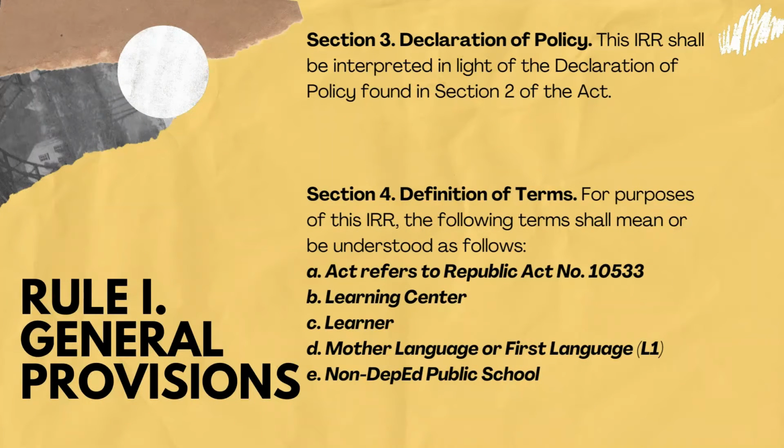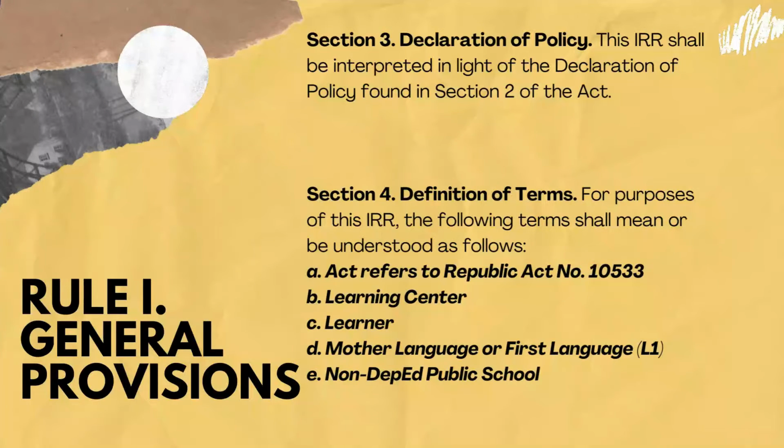Section 3. Declaration of Policy. These implementing rules and regulations shall be interpreted in light of the Declaration of Policy found in Section 2 of the Act. Section 4 of Rule number 1. Definition of terms. First is the Act. Refers to Republic Act number 10533 entitled An Act Enhancing the Philippine Basic Education System by Strengthening its Curriculum and Increasing the Number of Years for Basic Education, appropriating funds therefor and for other purposes, otherwise known as the Enhanced Basic Education Act of 2013.